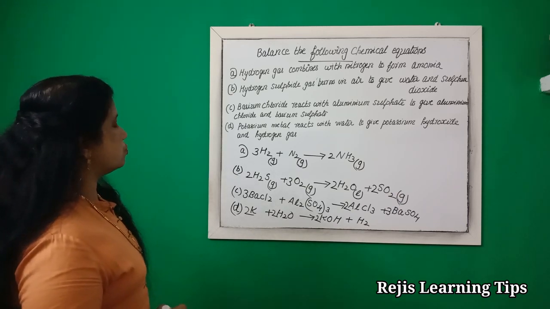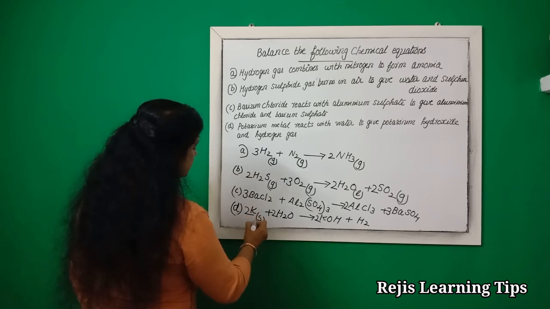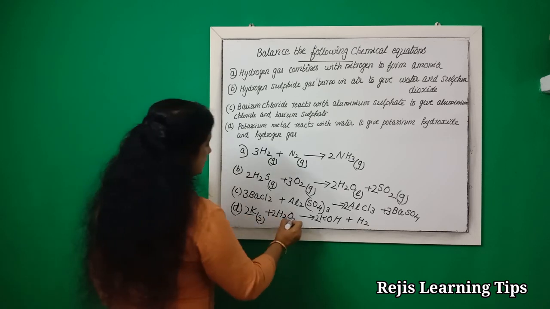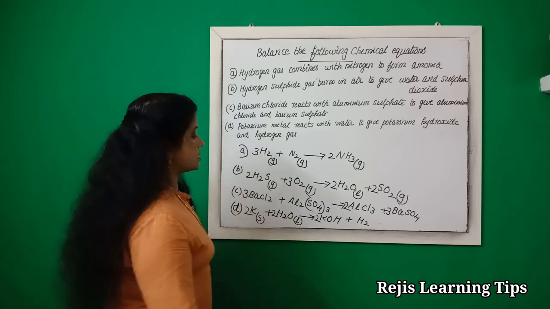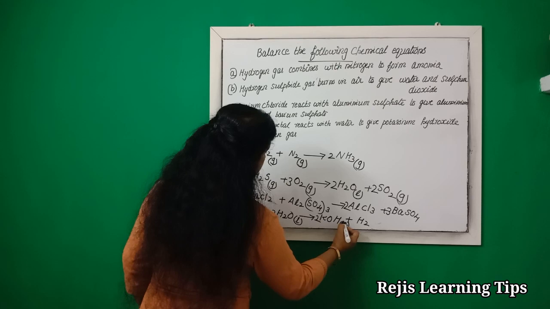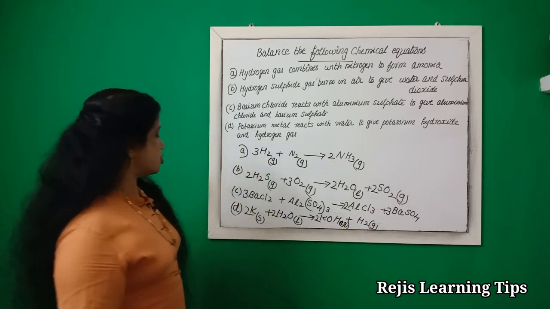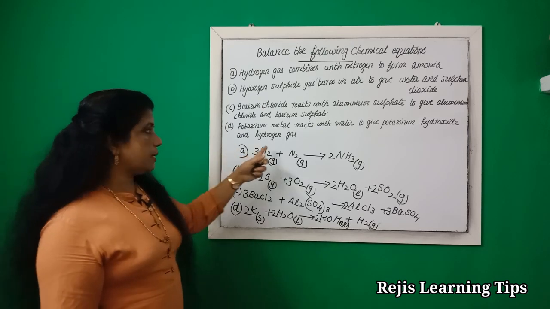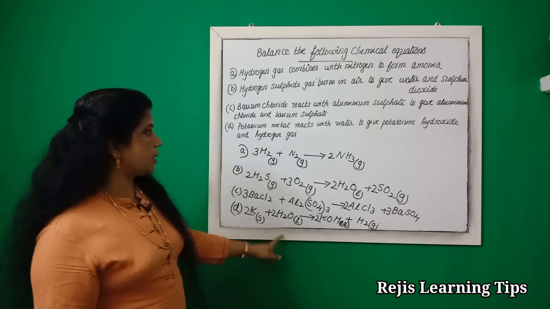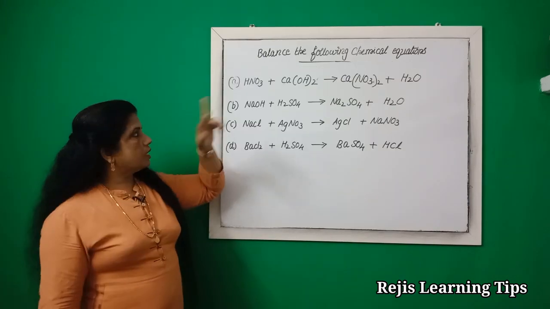The physical state of potassium metal: potassium is a metal, so we should put here solid. Then water we know that is liquid. Potassium hydroxide is a solution in water, so it is aqueous, and hydrogen is a gas. So this is the balanced equation: potassium metal reacts with water to give potassium hydroxide and hydrogen gas. Okay, then we can see next.